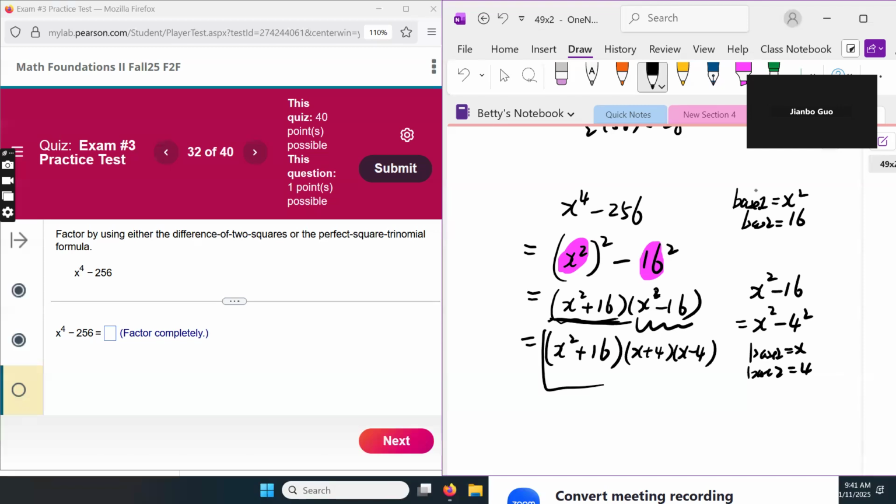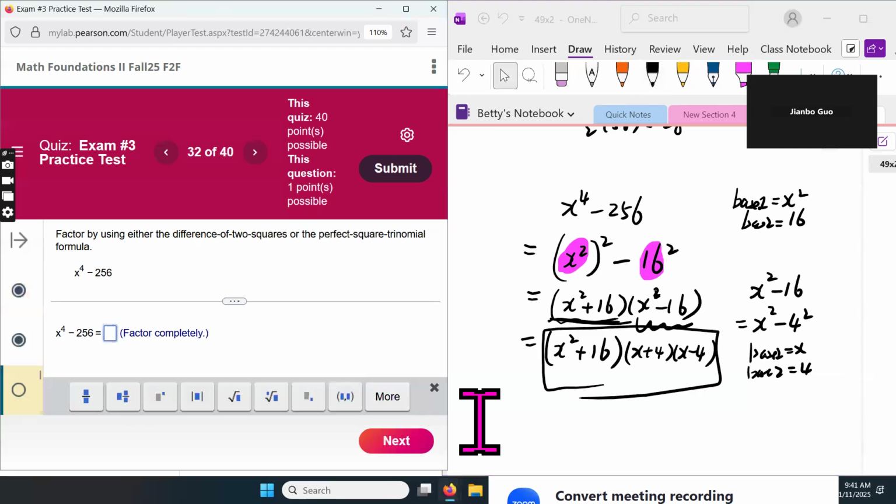The result is a multiplication of 3 factors. Parentheses, parentheses, parentheses. First parentheses, we have x squared plus 16. Second factor, we have x plus 4. Third factor, x minus 4.